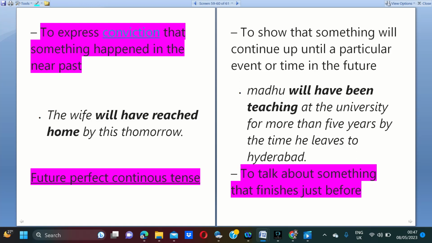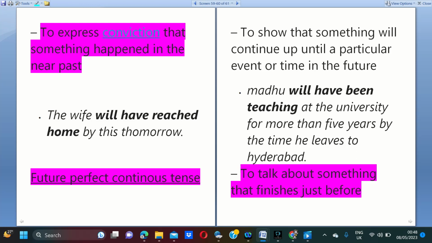See, Madhu will begin his career in 2024. He works for 5 years. That means up to 2029 he works here. I told you, no? Up to 2029 he works here, and then he leaves campus. To say these kinds of situations, we use future perfect continuous tense.